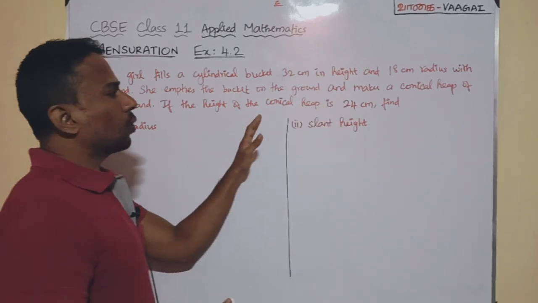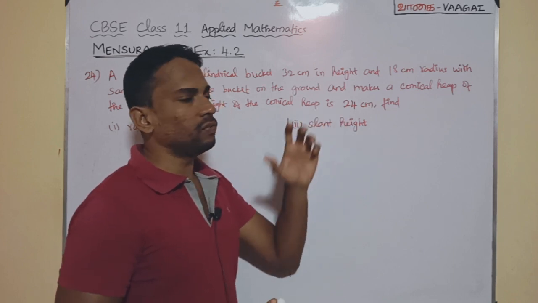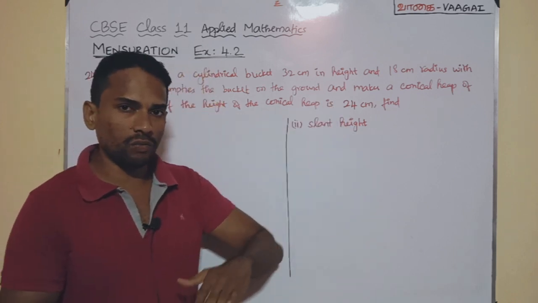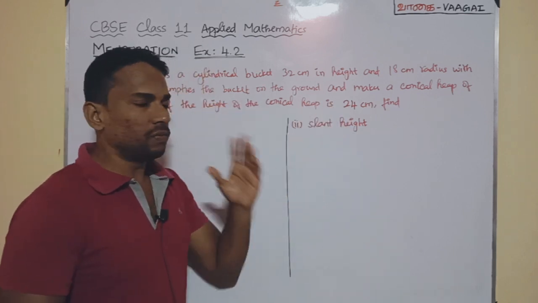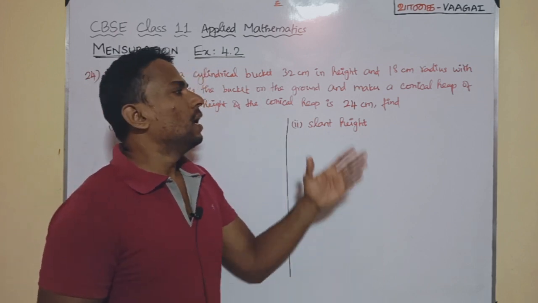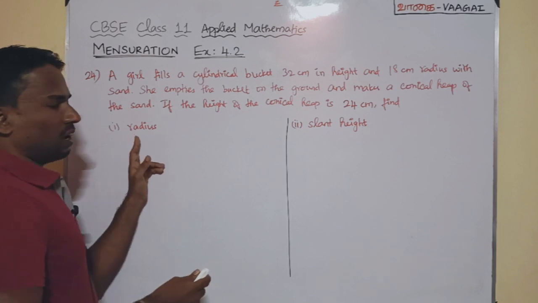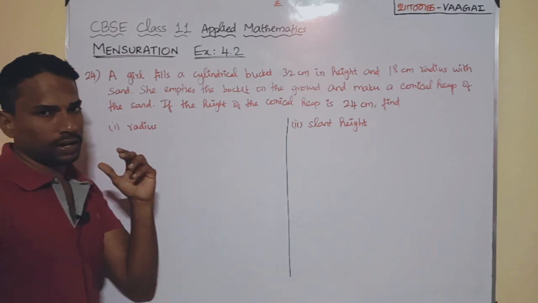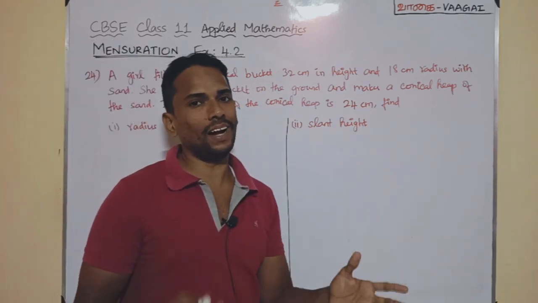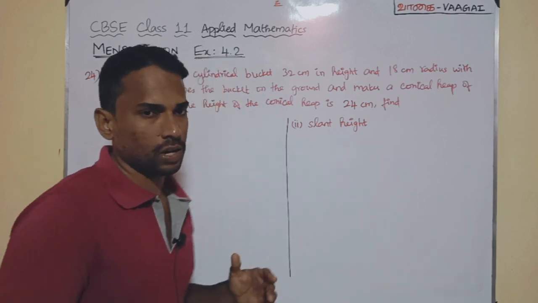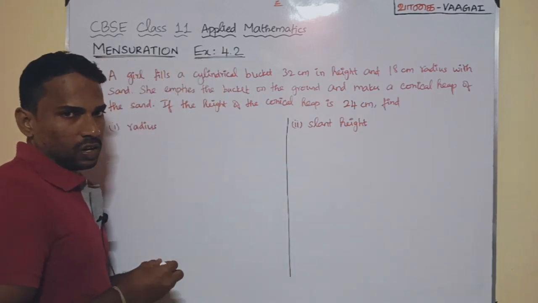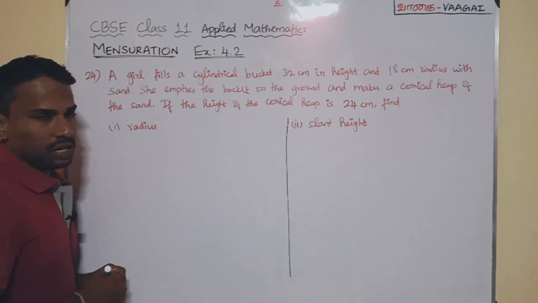If the height of the conical heap formed is 24 centimeter, that is, the height of the cone she is forming is 24 centimeter, then find these two things. First, we have to find the radius of the conical heap, and second, we need to find the slant height of the conical heap. So these are the two things we need to find here. So let's do it carefully.